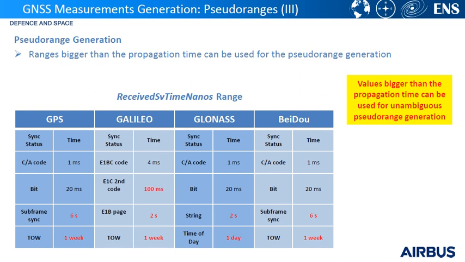Ranges bigger than the propagation time can be used for the unambiguous pseudorange generation. For each constellation, they are highlighted in the table in red.